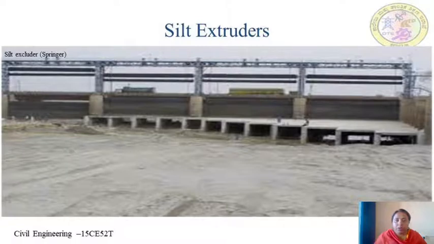A silt extruder usually consists of a number of rectangular tunnels resting on the floor of the undersluice pocket. You can see here the number of tunnels which rest on the floor of the undersluice pocket. The bottom portion of the tunnel is formed by the floor of the undersluice pocket. The top level of the floor of the tunnel is kept same as the level of the crest or sill of the head regulator. The tunnels are constructed with variable length. These tunnels may be of different lengths.